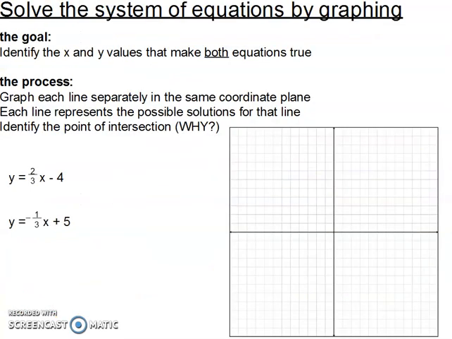There are 2 more here for you to practice. Just graph each line and see where the point of intersection lies.